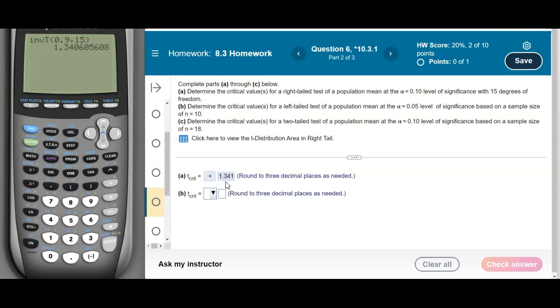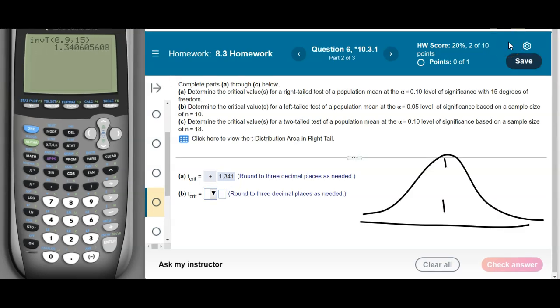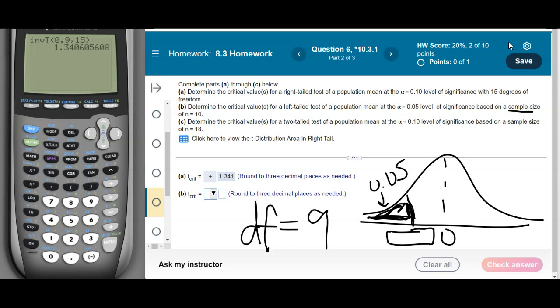Alright, now we have a left-tailed test, so there's 0. We think we're going to be in the left tail, and alpha is 0.05. That's our alpha, the area of that tail. We're looking for the t critical value that has an area of 0.05 to the left of it, based on a sample size of 10. If the sample size is 10, that means the degrees of freedom is 1 less than that. So my area in the left tail this time is 0.05 with 9 degrees of freedom.